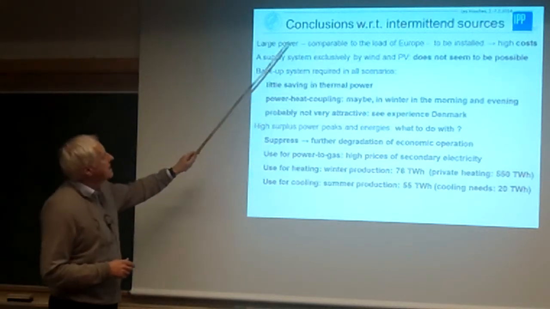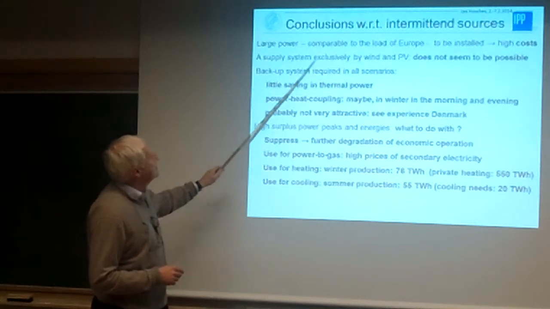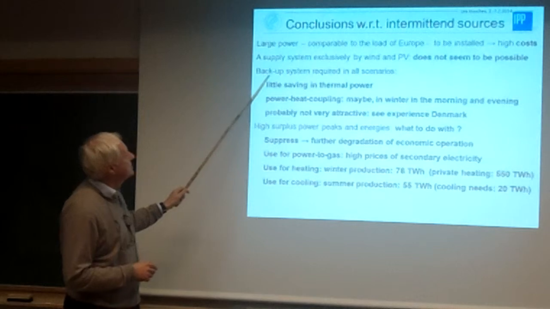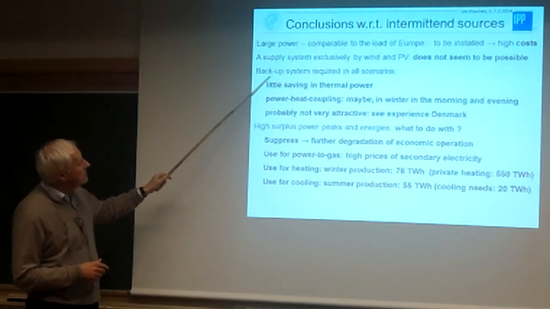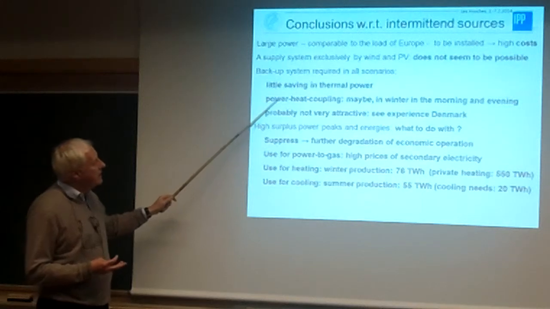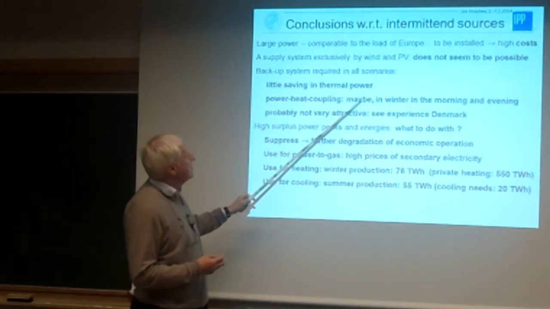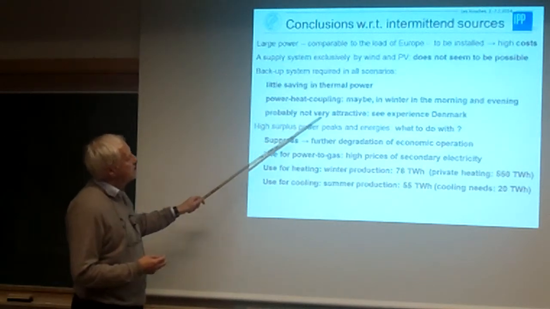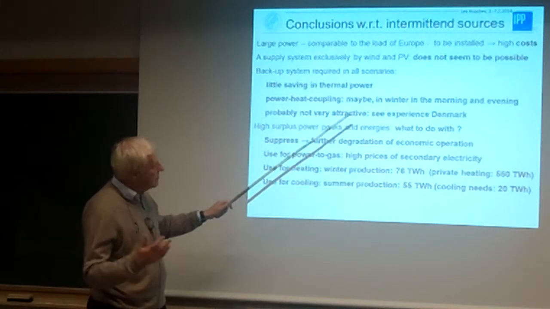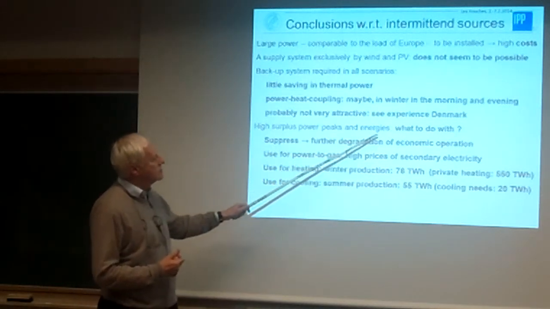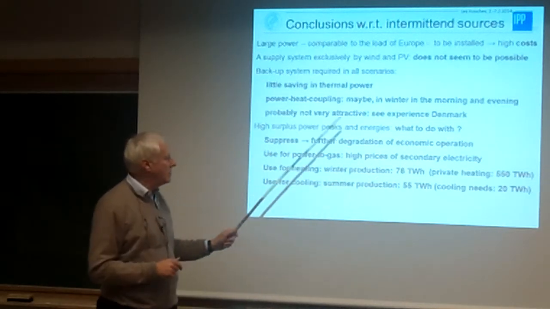Conclusions: large powers are necessary. A supply system exclusively with wind and photovoltaic does not seem to be possible. Backup systems are required in all scenarios. Little savings, 12% or so in thermal power. Power heat coupling, maybe in winter, in the mornings and evenings, is probably not very attractive. See the experience of Denmark. This was already mentioned. High surplus power peaks, what to do with them? At the moment, we send them to the Czech Republic.